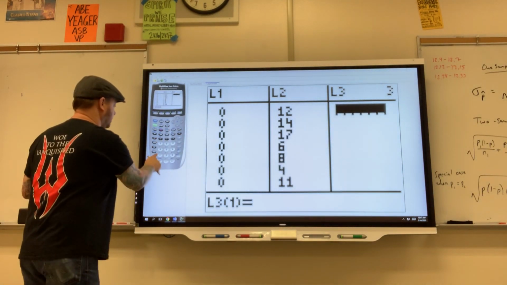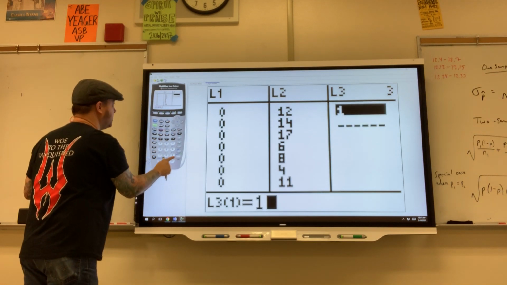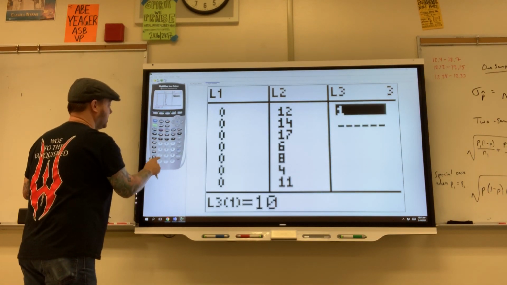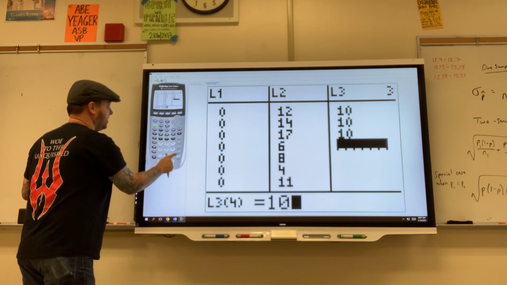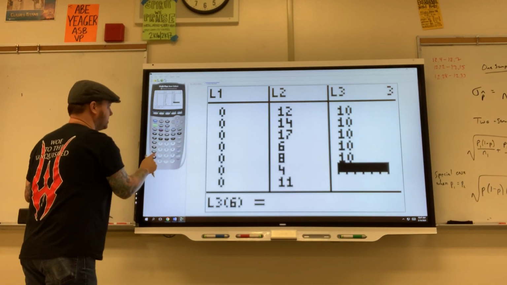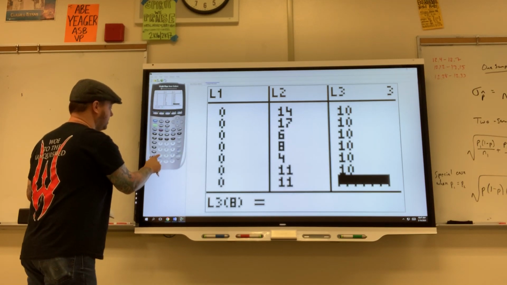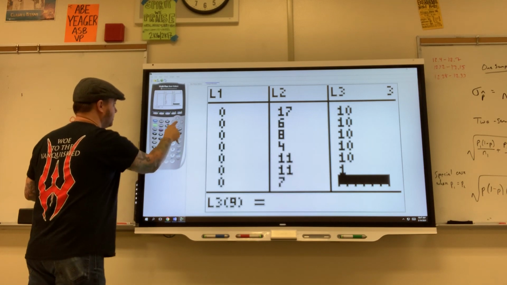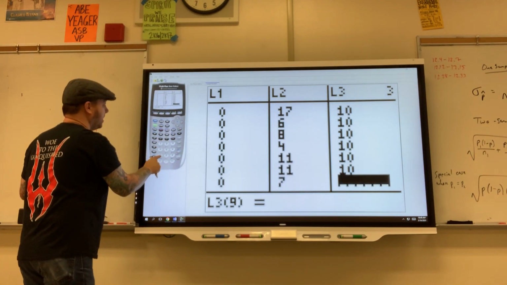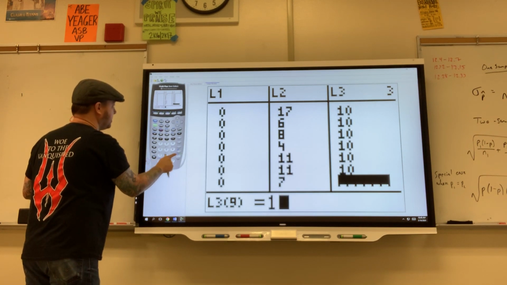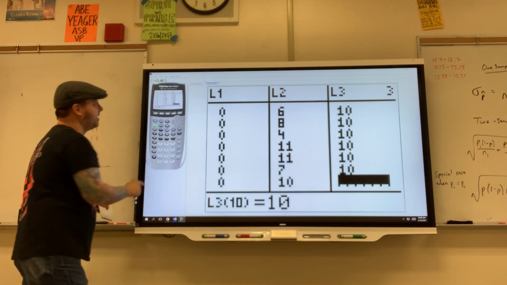A whole bunch of 10s, that's right. So 10, that's a 1. 10, 10, 10, 10. Be sure to follow along with me on your calculator. And one more 10. There we go.